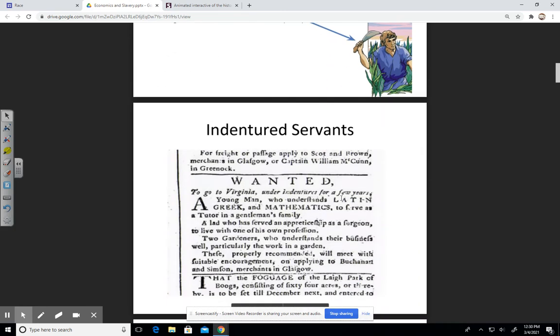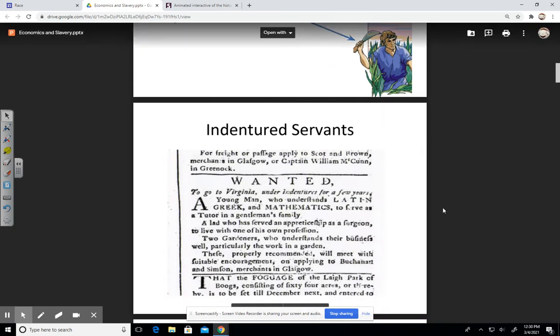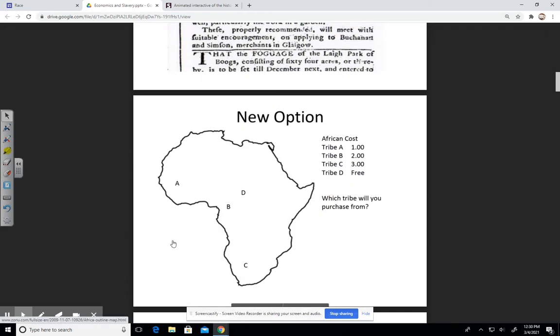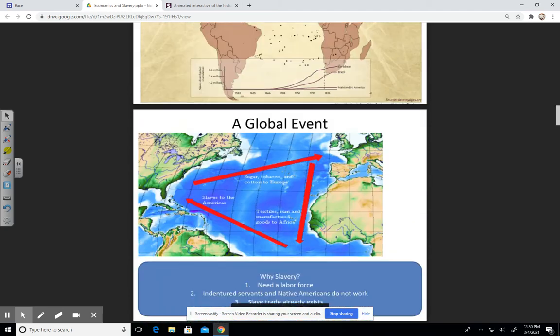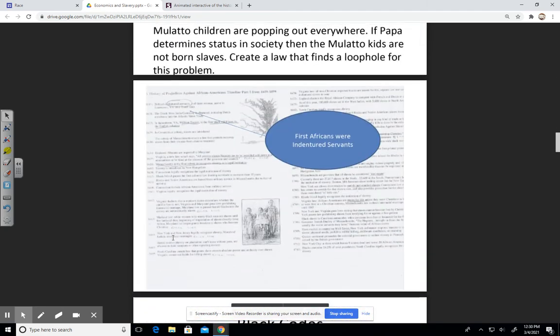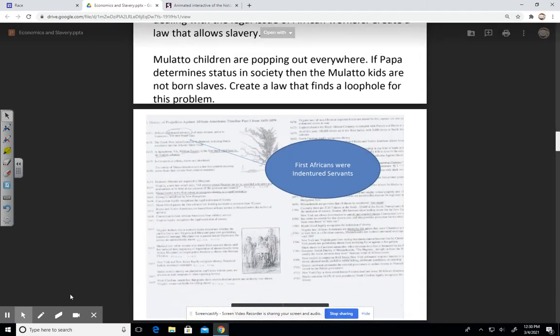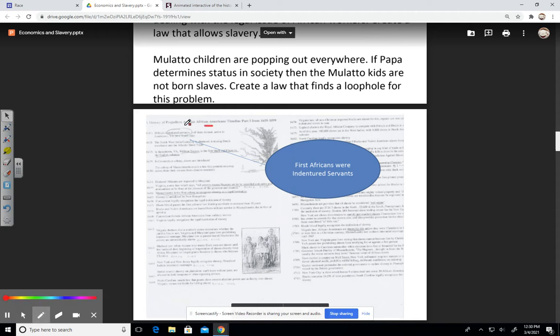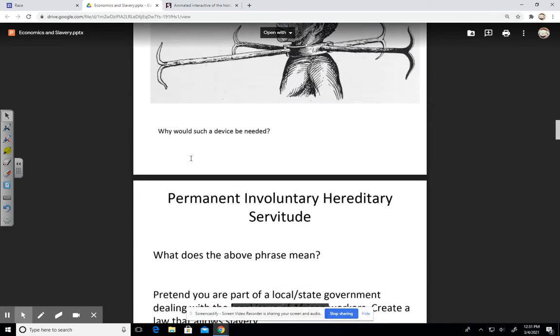So the first Africans coming here were indentured servants, which means that they were coming to the United States. How do we know that? Let's go to this particular chart. This section right here, this timeline that looks at the early 1600s, and the first Africans to come here were indentured servants, which means that at some point they are going to be free.